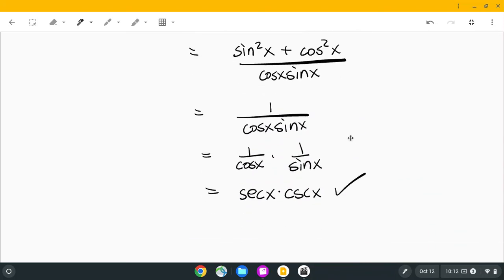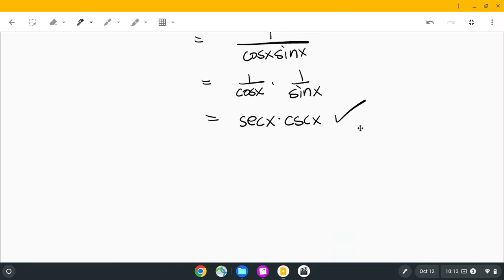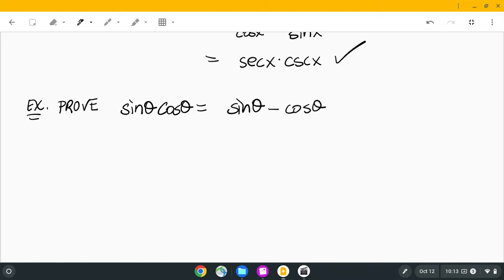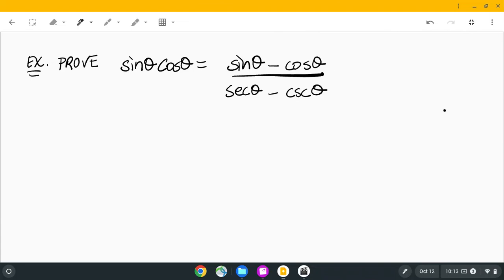Okay. All right. Let's try another one. Let's go ahead and prove that sine theta cosine theta equals sine theta minus cosine theta all over secant theta minus cosecant theta. All right, so the right side is more complex. So we'll start with this side and see what we can do with it.